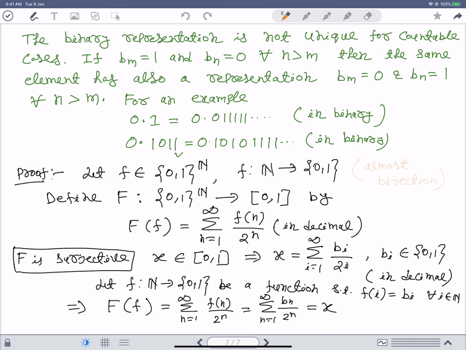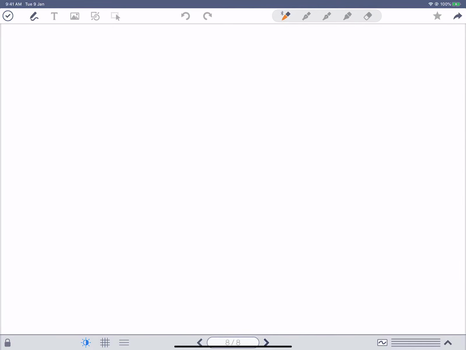So this is not a bijection, but if we delete the countable numbers from the left hand side, then it will be a bijection. So we can say it is an almost bijection. Anyway, I will prove it directly that the cardinality of this and the cardinality of this will be the same. In this case we prove that we have a function f from this set to this set which is surjective, right?